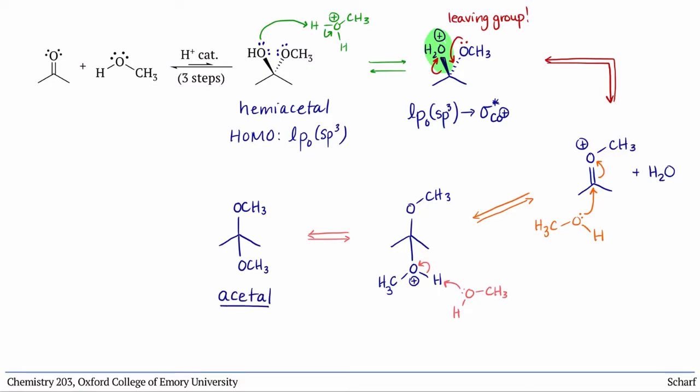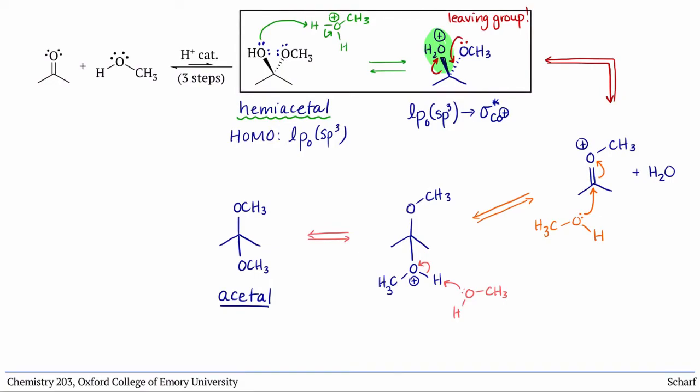Perhaps now you can see why we give hemiacetals their names. They are the halfway point in the formation of acetals. So why can acetals be formed only under acidic conditions? It's this key step which turns the oxygen that was originally part of the carbonyl group into a good leaving group that can only be done by protonating it.